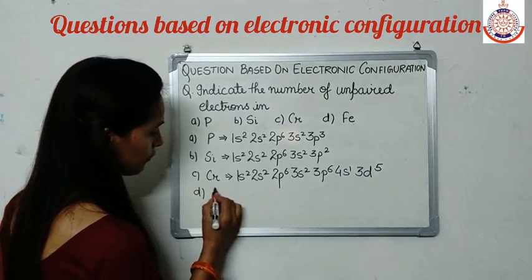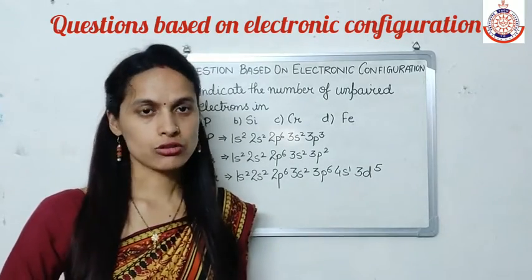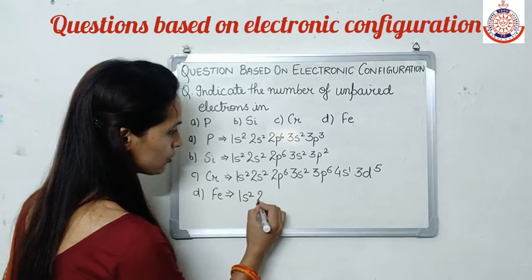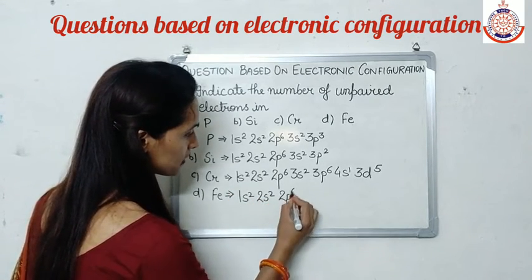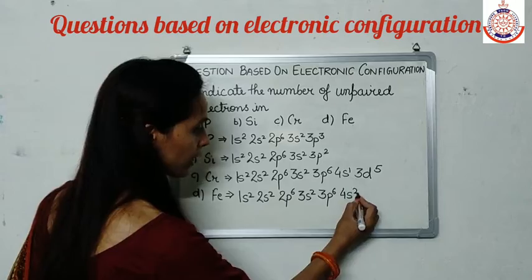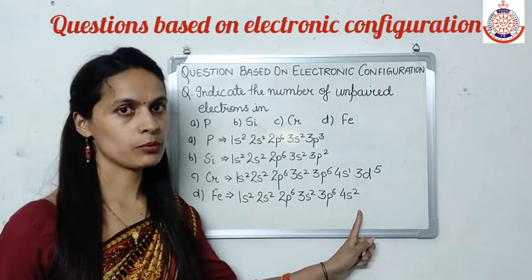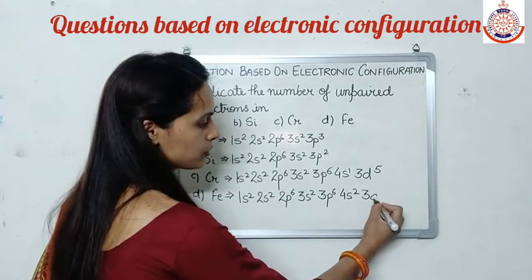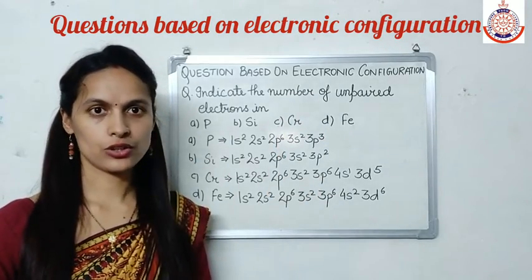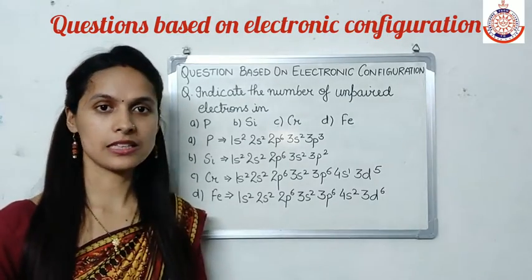Next is Fe. Now the atomic number of iron is 26. So the number of electrons is also 26. So when we arrange, it becomes 1s2, 2s2, 2p6, 3s2, 3p6. The electrons first go in 4s, that is 4s2. So the number of electrons becomes 20. Now 6 electrons will move in 3d. So the configuration becomes 3d6. So here we have written the electronic configuration of different elements. Now we'll write the number of unpaired electrons present in these elements.